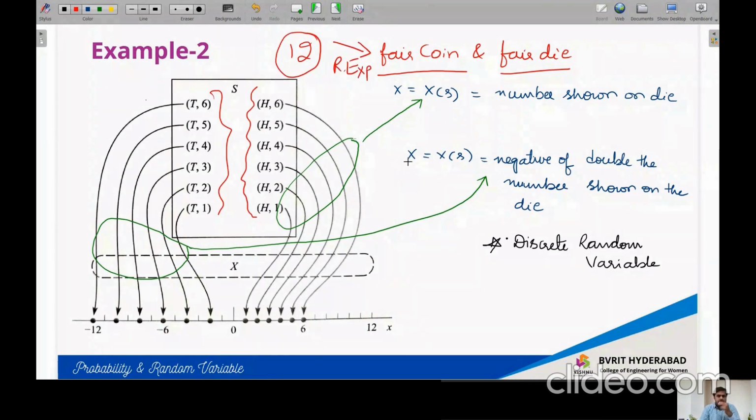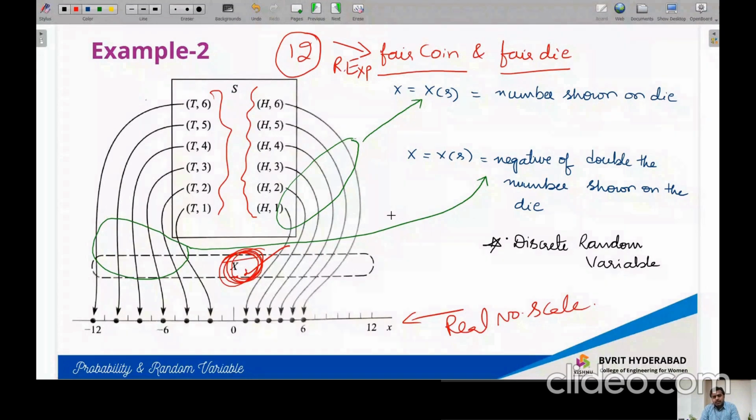Now here you can observe that this X is a random variable. Can you see that here? And can you see the real number scale here? Yes, sir. So the mapping of a random variable is up to you. It depends on the application we use.